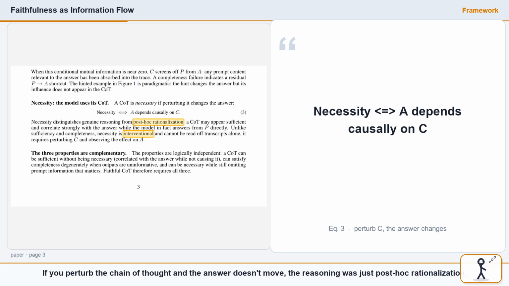Necessity. The model must actually use its trace. If you perturb the chain of thought and the answer doesn't move, the reasoning was just post hoc rationalization. Unlike the first two, necessity is interventional. You cannot read it off a transcript, you have to poke the trace and watch the answer.